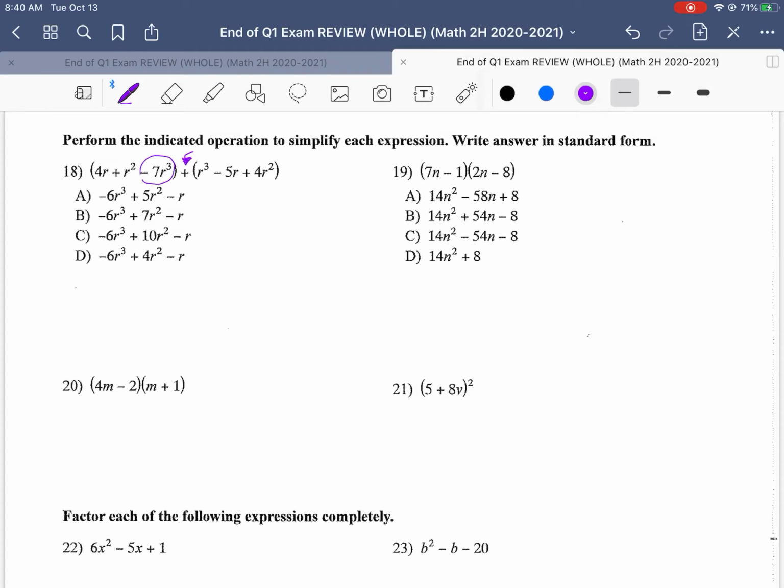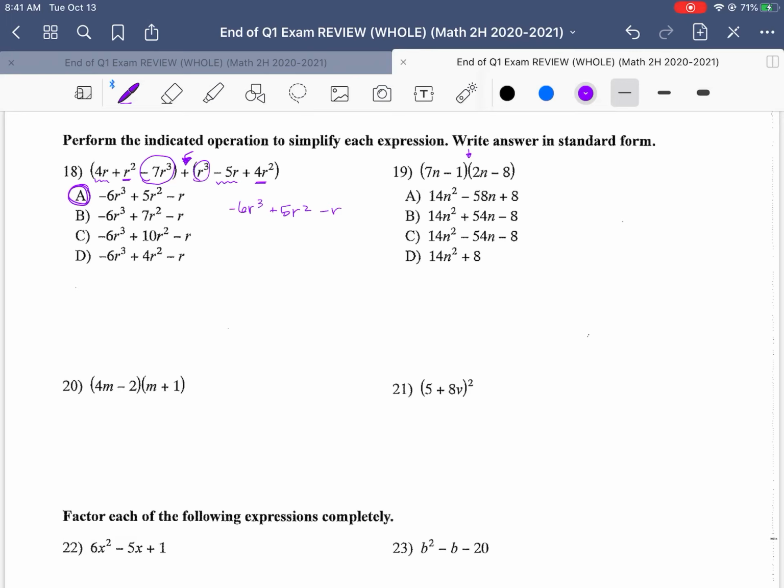It looks like I have a -7r cubed, and I have an r cubed. That would give me -6r cubed. I have an r squared and a 4r squared, which would be 5r squared. And then lastly you've got your 4r and your -5r, which would be just -r. So in this case, if we look at all those options, it looks like A is going to be our correct answer.